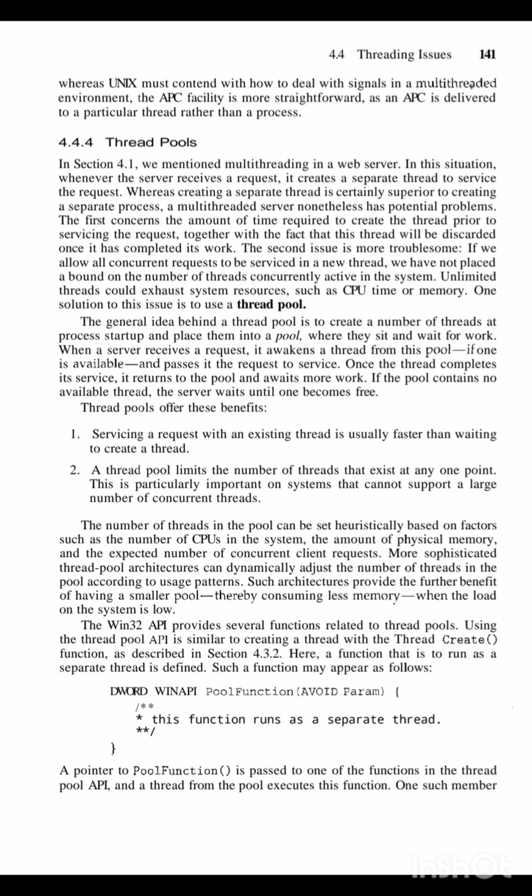Using the thread pool API is similar to creating a thread with the CreateThread function as described in section 4.3.2. Here, a function that is to run as a separate thread is defined. Such a function may appear as follows. A pointer to PoolFunction is passed to one of the functions in the thread pool API, and a thread from the pool executes this function.